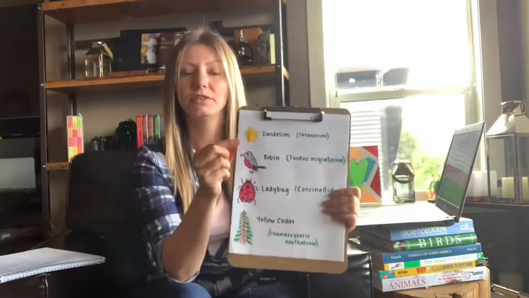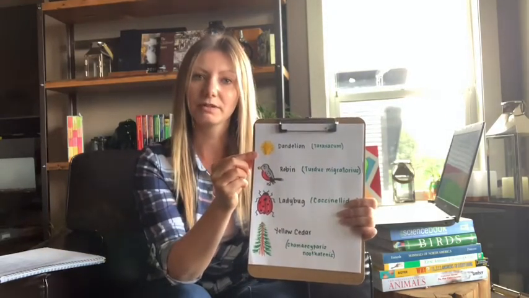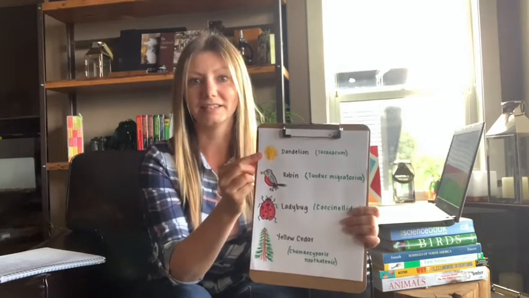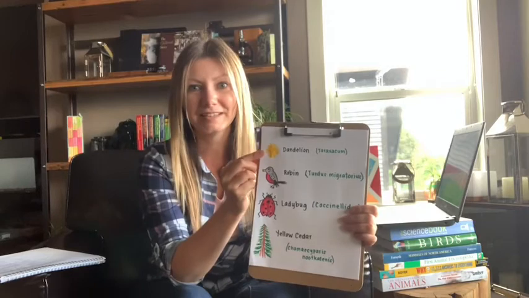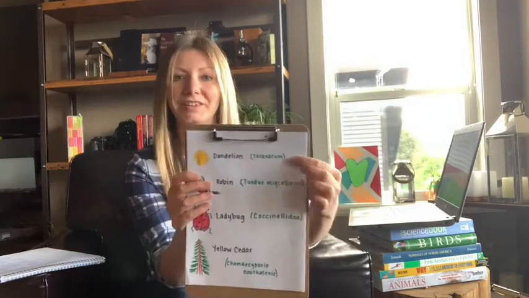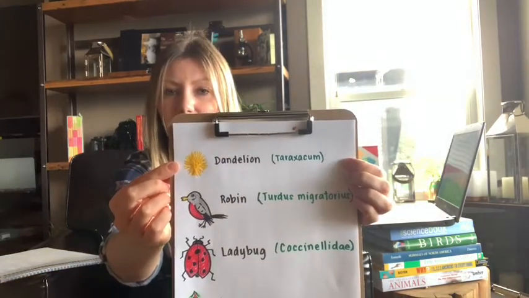We also looked at flowers, and I showed you an example of a flower. Mine was a dandelion. Dandelion. So that is the common name. The scientific name for that is the taraxacum. So there you are, dandelion and taraxacum.